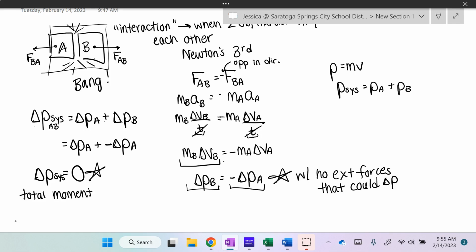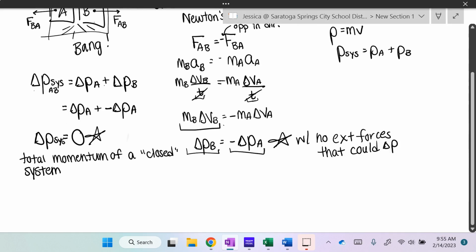momentum of the system, and it's usually referred to as a closed system, closed meaning no external forces, is conserved, right? Or doesn't change. Because if the change in momentum is 0 for the system, that means our system momentum remains the same, aka it is conserved.